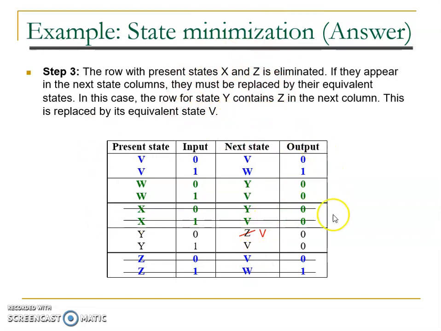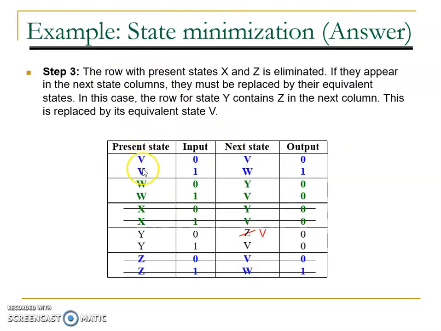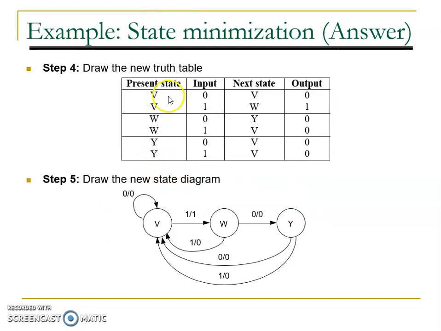After that, we can go to step 4 to draw the new truth table. The new truth table contains V, W, and Y only, because we already eliminated X and Z. From 5 states, it will be 3 states only: V, W, and Y. After we get this new truth table, we can draw the new state diagram from this truth table. The present states are V, W, and Y.